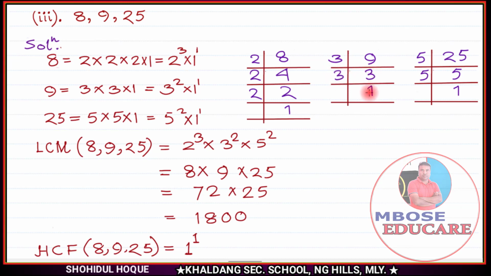3 divided by 3, result will be 1. 25, we can divide by 5. 5 5s are 25. 5 itself is a prime number. We can divide it by 5 itself. 5 1s are 5. Result is 1.